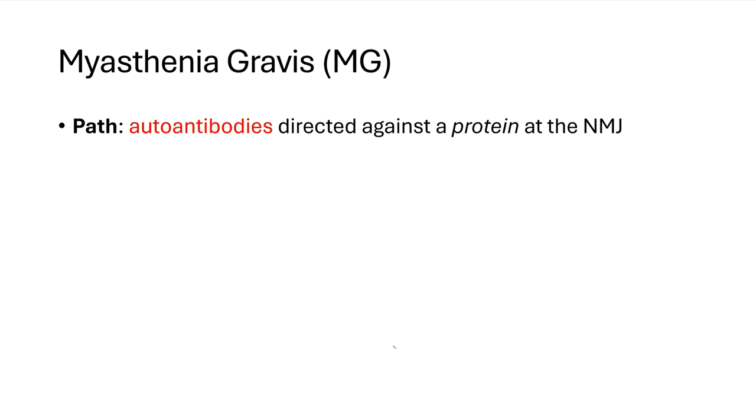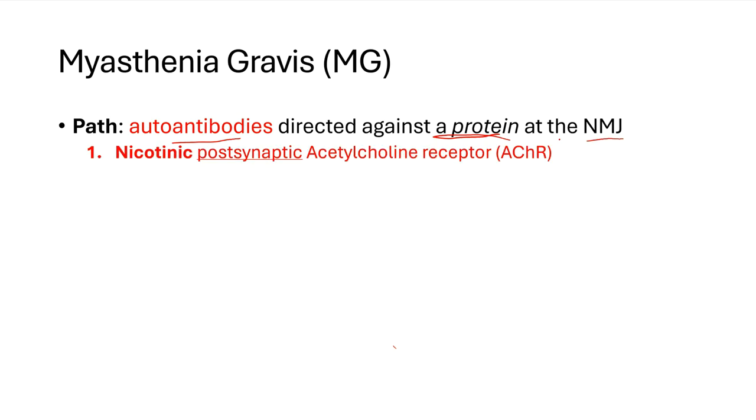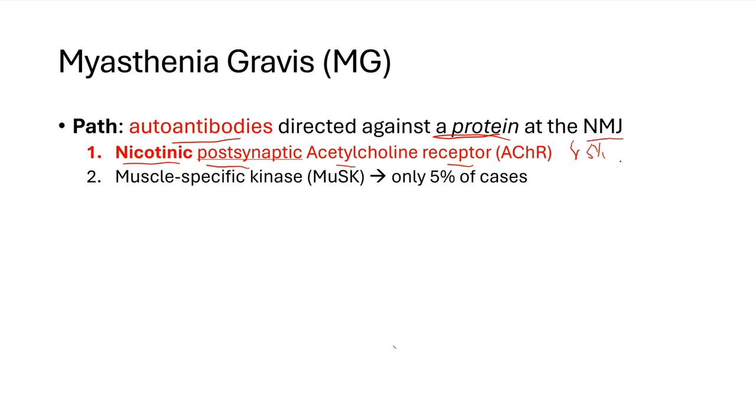Myasthenia is an autoimmune disorder where autoantibodies are directed against some sort of protein located at that NMJ that we just talked about. Without a doubt, the most common is going to be your nicotinic postsynaptic acetylcholine receptor. Understand that is in the nicotinic receptors. There's 2 primary receptors, muscarinic and nicotinic. For MG, we're primarily affecting the nicotinic. This makes up about 85% of all NMJs. Other types can be muscle-specific kinase, also known as MuSK, which is seen in roughly 5% of cases. Myasthenia is a type 2 hypersensitivity reaction in which the antibodies stick to the receptor.